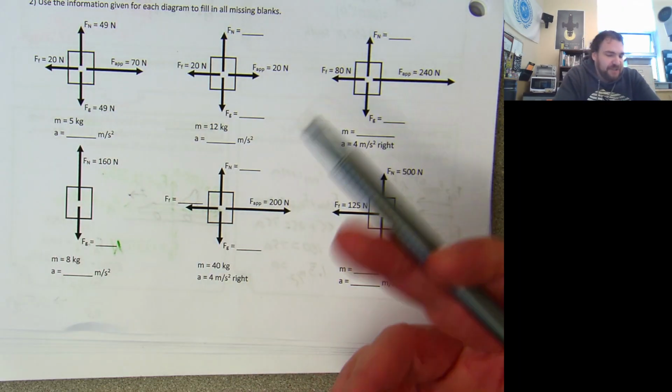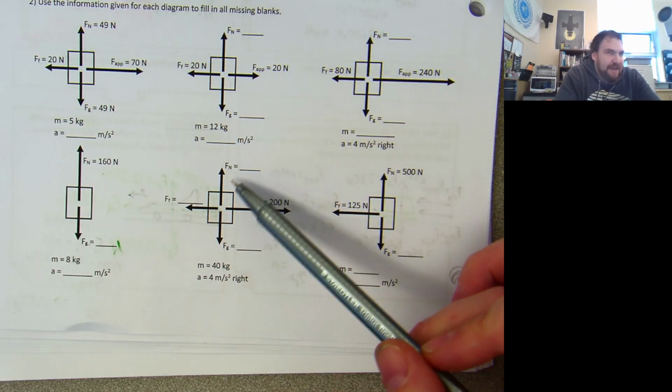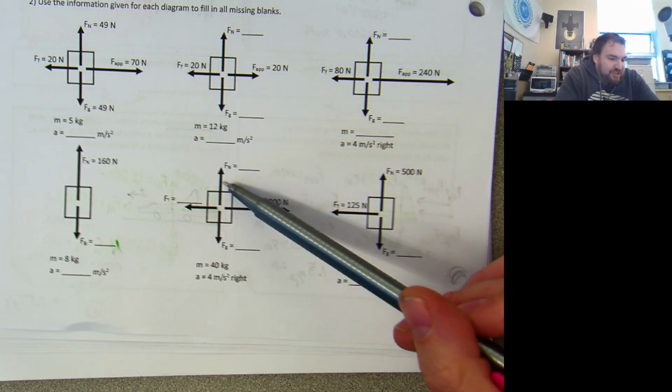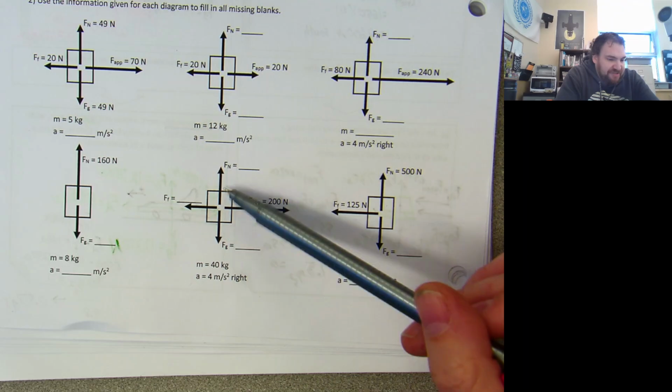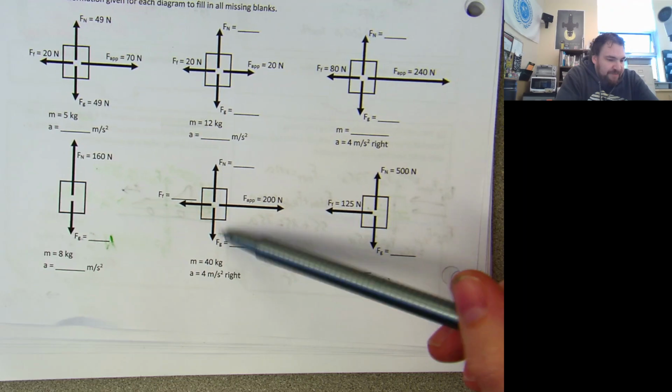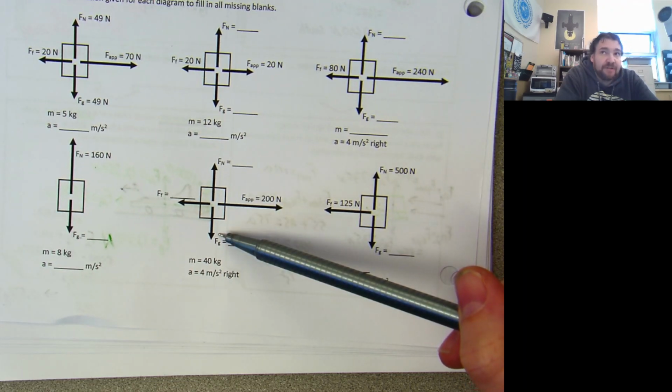Unless we're told otherwise, presumably there's an Fn there, so this thing's sitting on the ground. And these two arrows are drawn the same, and for an object that's just sitting on the ground, these two are going to be equal. Fn and Fg is always a safe place to start.